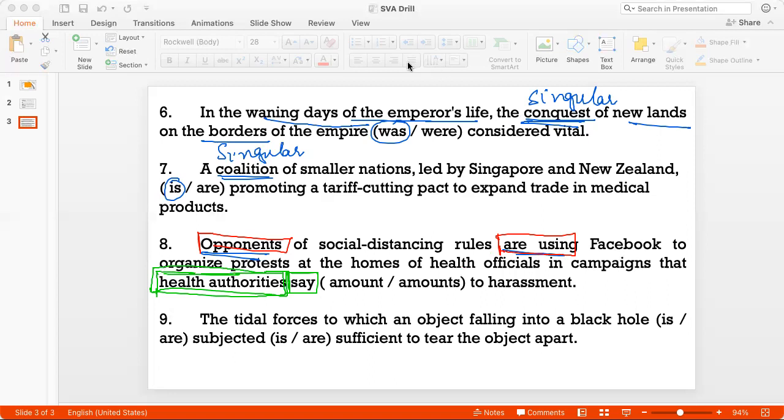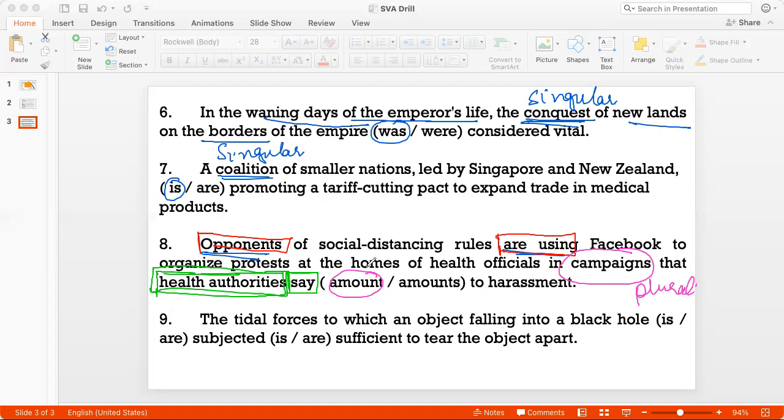This is the correct, well, let me choose another color. This is the correct noun for the verb. And since campaigns is plural, my right answer will be amount. So if we break it down again, it says opponents of social distancing rules are using Facebook to organize protests at the homes of health officials, right? In campaigns, so these protests are campaigns that health authorities say amount to harassment. The campaigns amount to harassment.